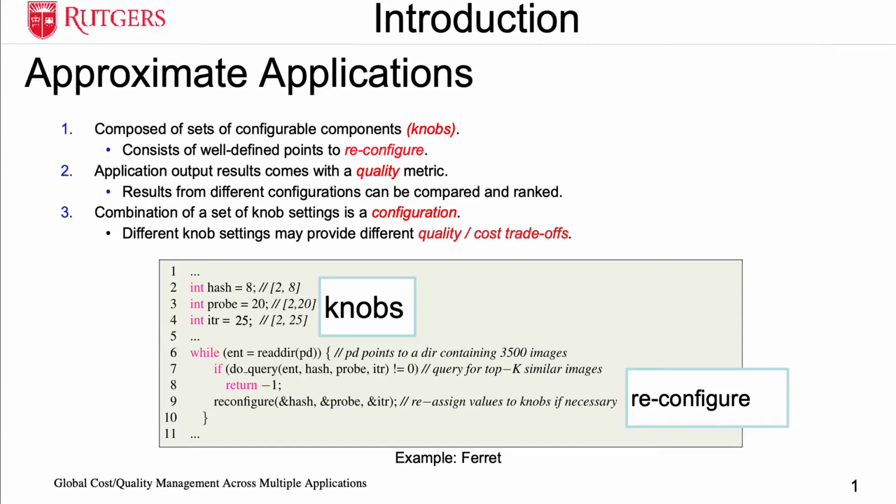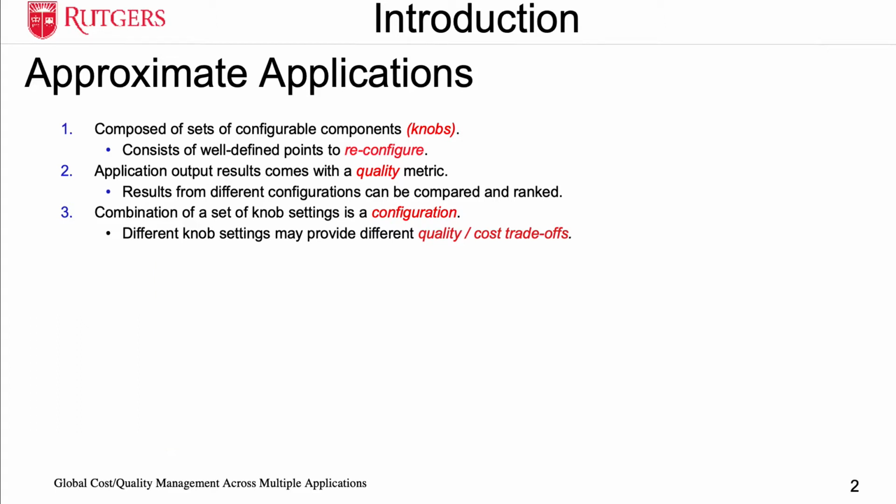Ferret can reconfigure at the end of each iteration, which is after processing every image. The result of tuning the knobs is that the application will now consume a different amount of resource and generate different output quality. In the Ferret example, it will finish querying all images faster or slower and generate different top K results for each query image.